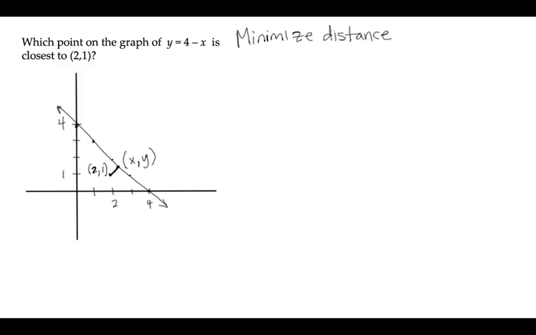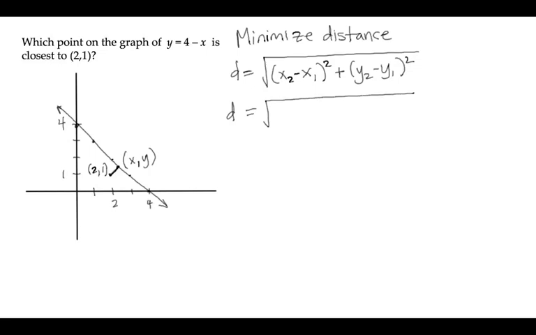So the distance between 2 points, we have a distance formula, which is the square root of x2 minus x1 squared plus y2 minus y1 squared. Okay, so that's what we want to minimize. All right, so let's just plug in our 2 points. We're trying to minimize the distance between our (x, y) and our (2, 1). So our distance is the square root.